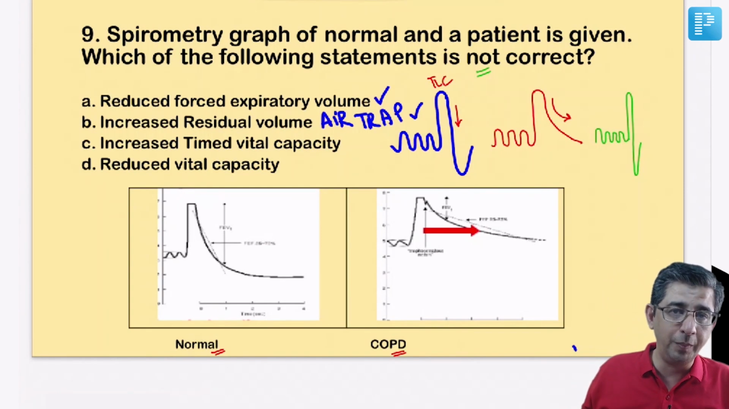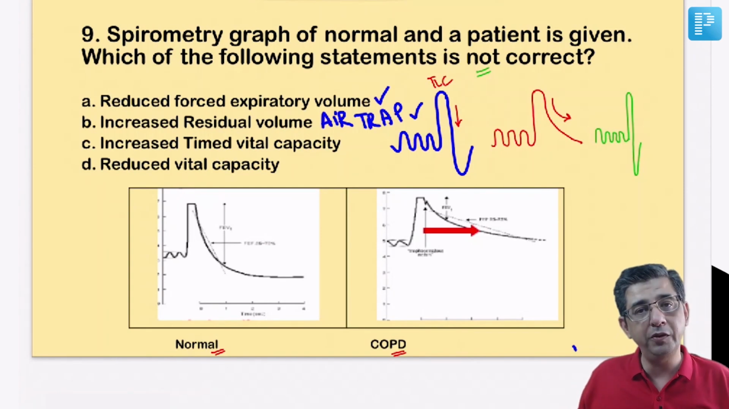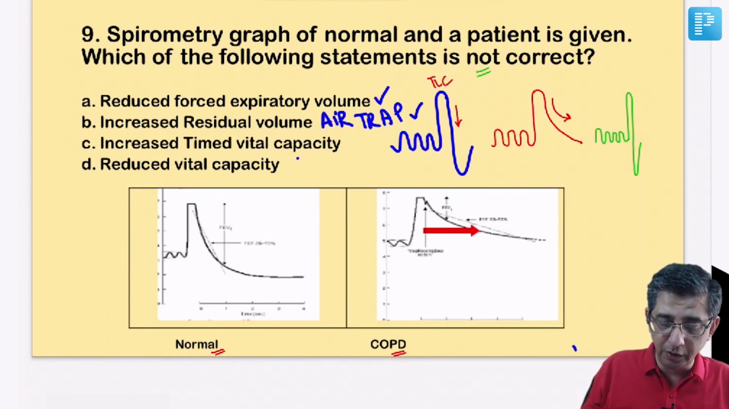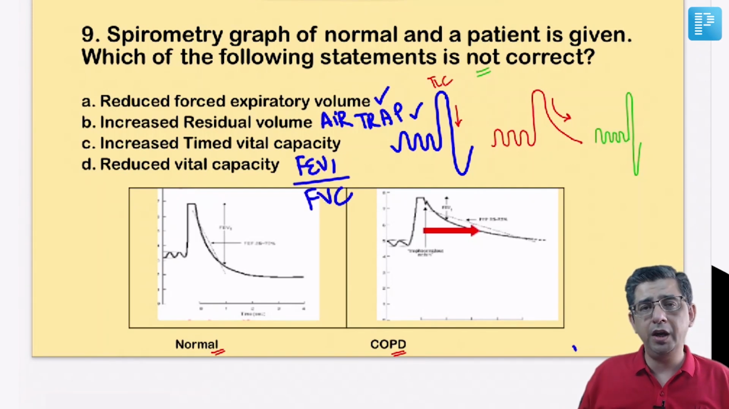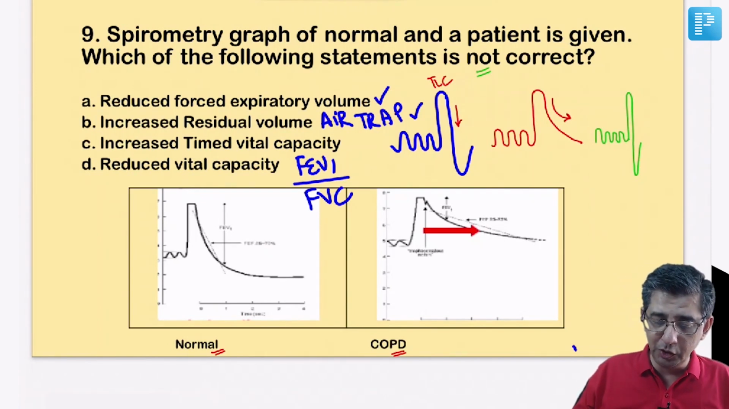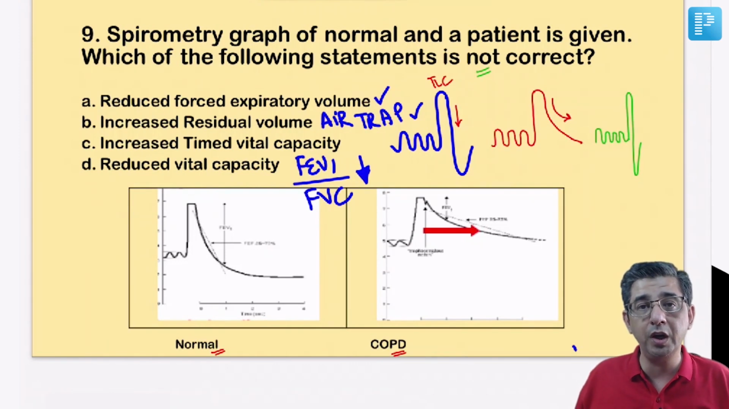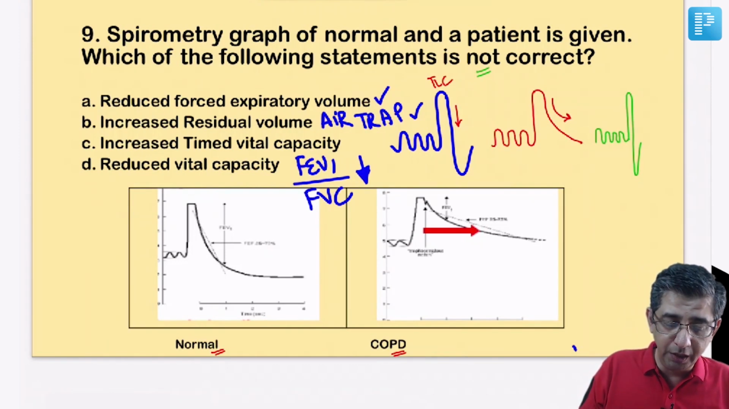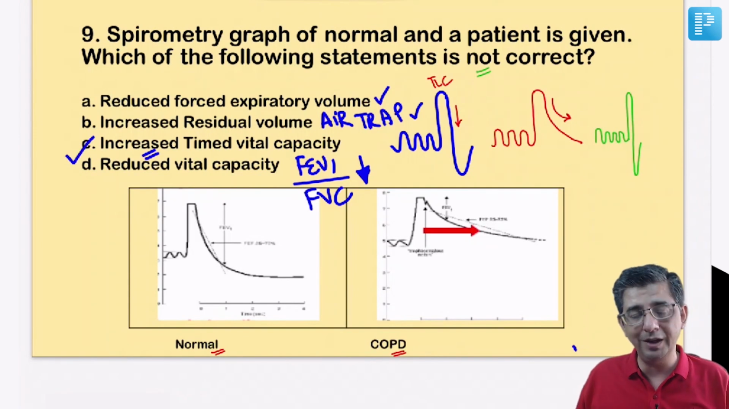Increased timed vital capacity and reduced vital capacity. Timed vital capacity is a ratio. It's a ratio of FEV1 divided by FVC. And if you have listened to the spirometry component or the flow volume curves per se, this ratio is always reduced in obstructive airway disease, whereas in this MCQ it is written increased. That's the wrong statement in this case. So the answer to question number 9 will turn out to be option number C, and the remaining options are fine.